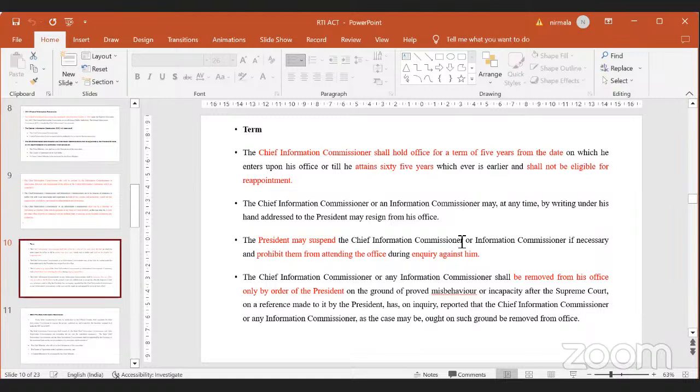The Chief Information Commissioner or Information Commissioners, at any point of time, by writing under their hand addressed to the President of India, may resign from their office. And the President also has the right to suspend the Chief Information Commissioner or the Information Commissioners of the Central Information Commission, and may also prohibit them from attending the office during any inquiry against the members. And the Chief Information Commissioner or any Information Commissioner shall be removed from office by the order of the President.